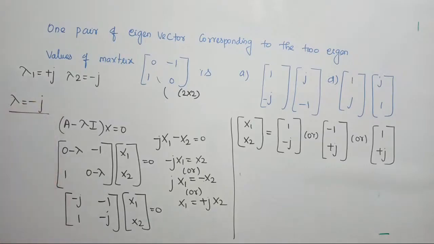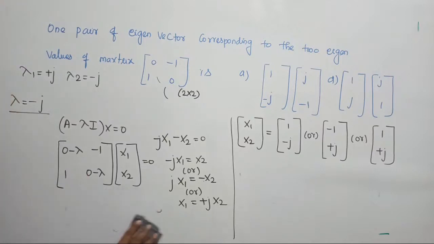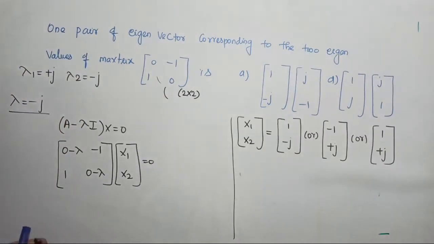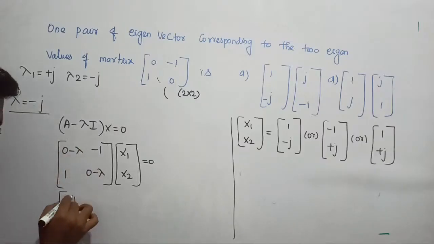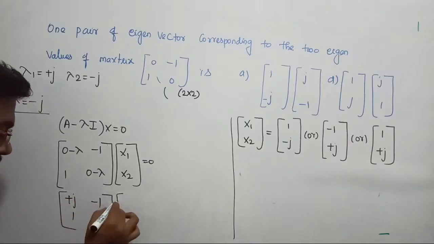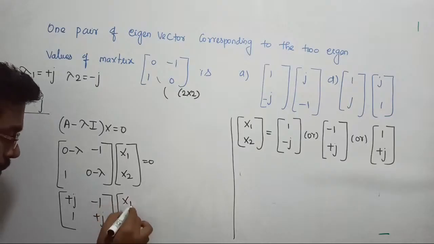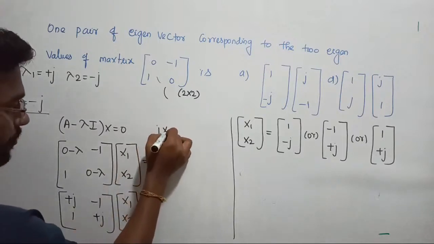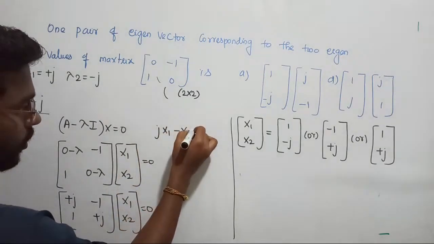Let us consider lambda equal to minus j. Let me rub these things, right? So let us rub this one, right? Let us continue our journey with the second one. The second one is, sorry, yeah, substitute minus j. If you are substituting minus j, then 0 minus of minus j will become plus j. Exactly, minus 1 it will become plus j, right? And here the corresponding vectors are once again x1, x2 equal to 0. If you are writing the expression for this, that is j times x1 minus x2 equal to 0.